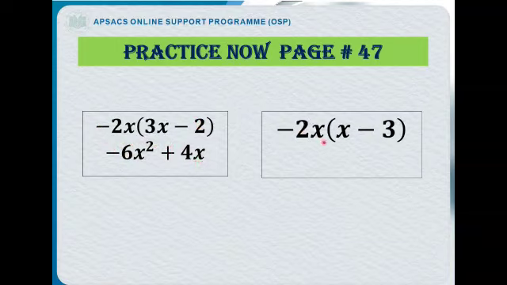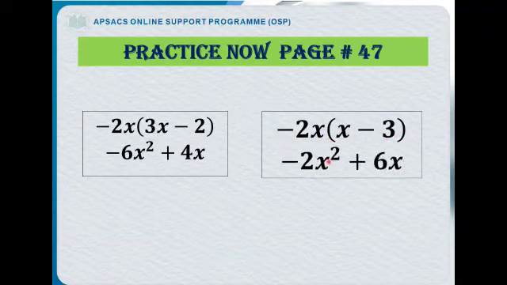Minus 2x, x minus 3. Again this is going to multiply with this whole bracket. Minus plus minus 2x squared plus 3. Clear?